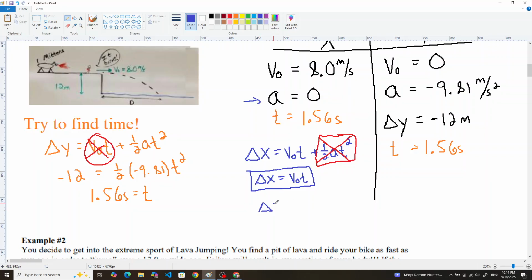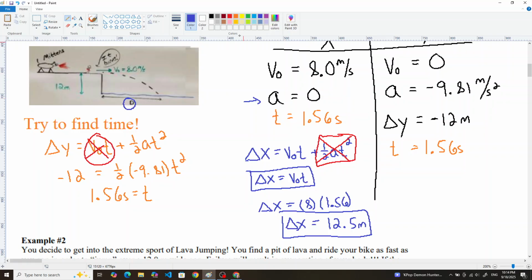And so we'll solve delta x. Delta x is 8 times 1.56. Therefore, 1.56 by 8 in the calculator gives me 12.5 meters. That solves question A, which asks for D, the distance shown here.